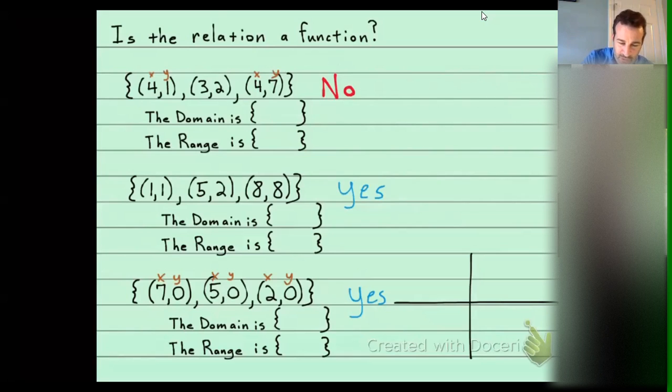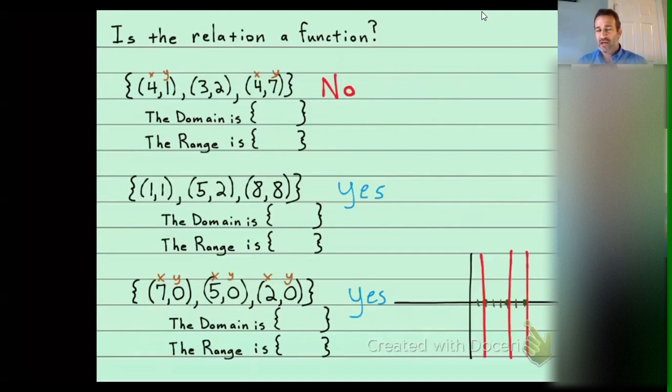Okay, let me show you what this one would look like. If I went to graph this one, this would be 7, 0, right there. 5, 0 would be right here. 2, 0 would be right there. So this is perfectly fine with the vertical line test. Fine, fine, fine. Does any of those vertical lines go through more than one point? No. Just one. Okay.